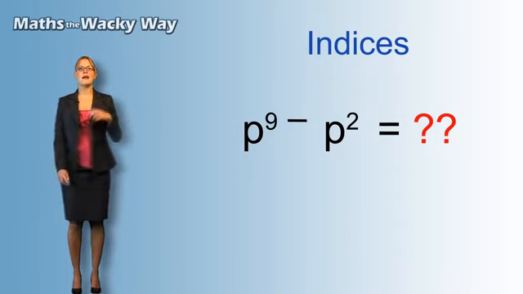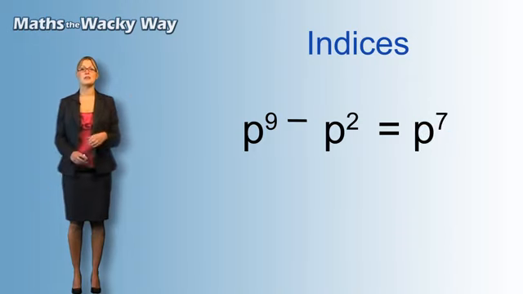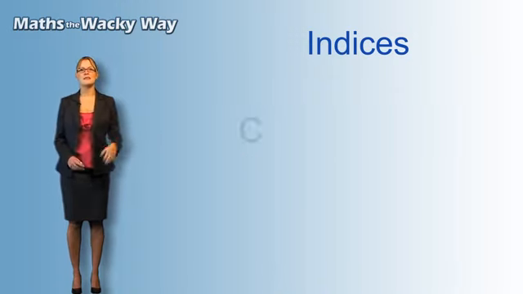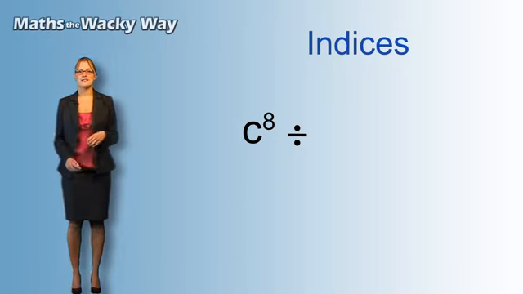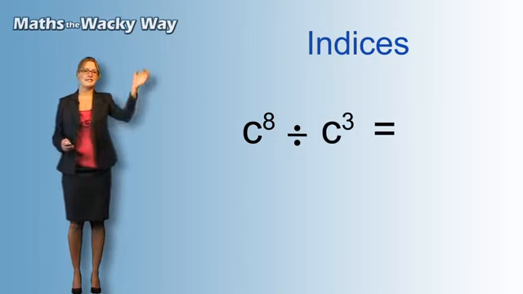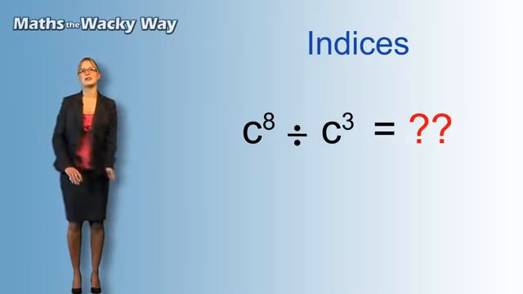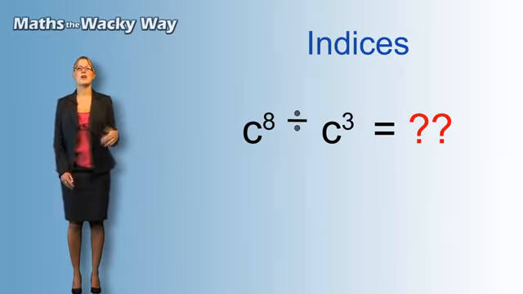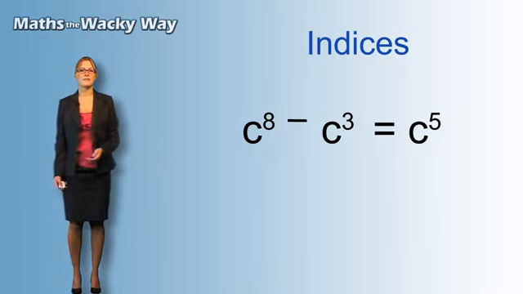So we have p^9 divided by p^2, well, that's going to give us p^7 because, of course, we end up with 9 take away 2 up the top there. Let's just run through another one. c^8 divided by c^3, again, same issue. We've got the divide that goes up in the air and loses its dots. We end up with c^5.